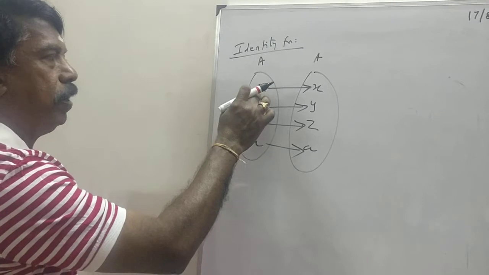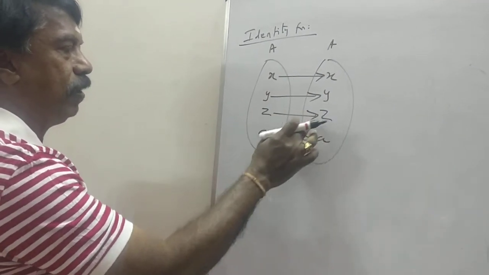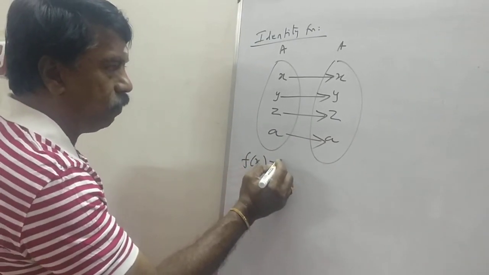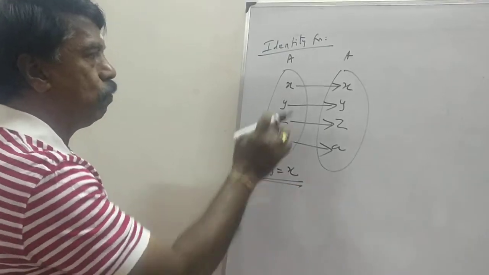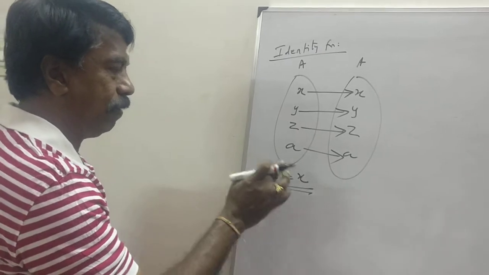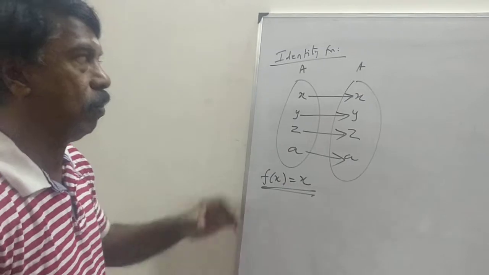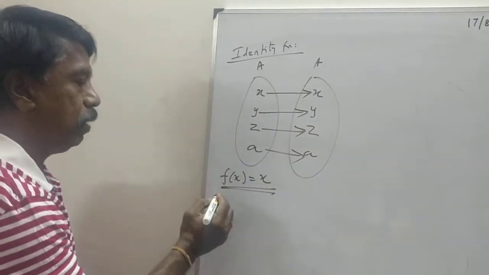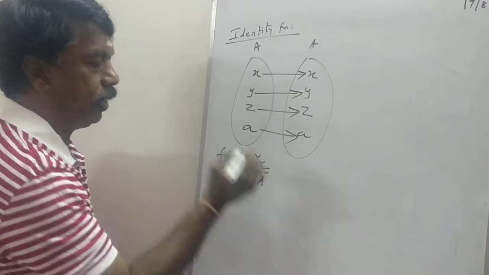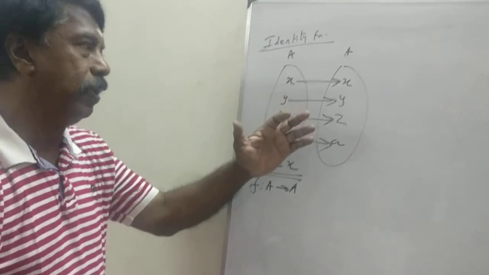That is, image of x is x, image of y is y, image of z is z, and image of a is a. That we write as f of x equal to x. We put x, the image is x. If we put y, the image is y. If we put z, its image is z. If we put a, its image is also a. It is called identity function. Remember, identity function is always from A to A. That is, domain and codomain will also be same.